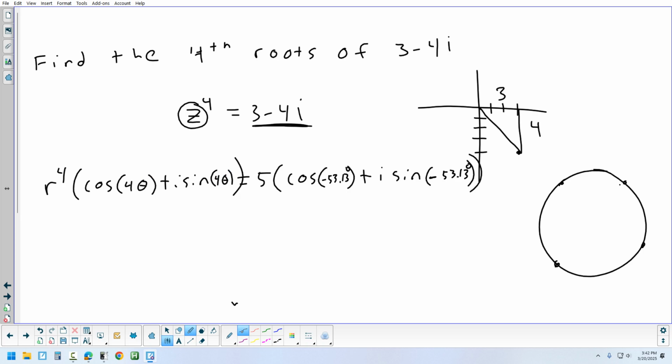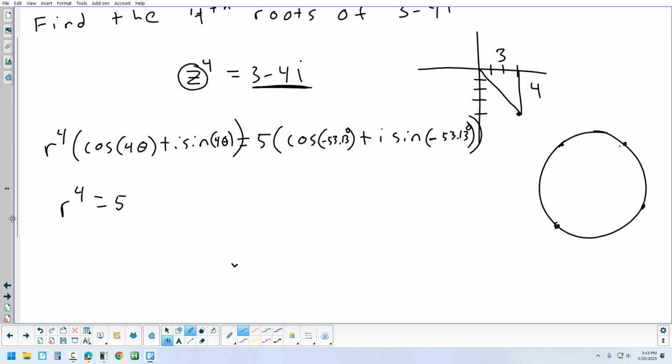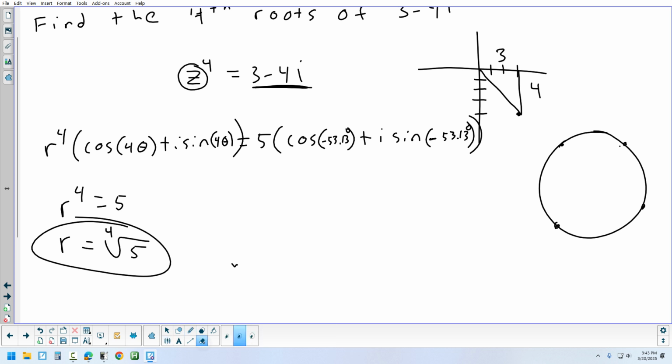Okay. Now we need to set up 2 equations. What's going to be the equation I write down for the radius? Yeah, r to the 4th equals 5. And now we would solve that by getting rid of the exponent of 4. And how would I get rid of that? Yeah, taking the 4th root. Not a nice number, so we're going to leave it like that. That is going to be the radius on every answer, the 4th root of 5. Okay, so that's half of what I need.